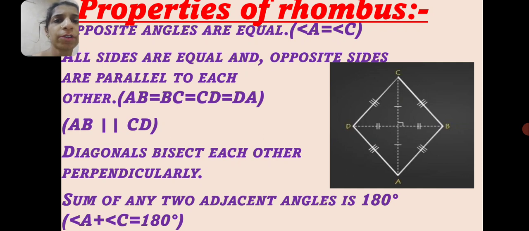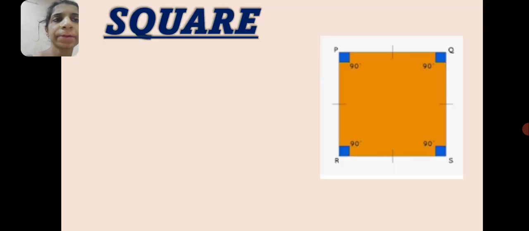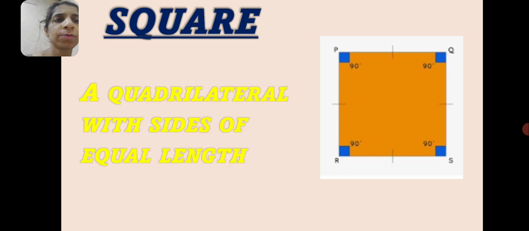The next property of a rhombus is that the sum of any two adjacent angles is 180 degrees. Angle A plus angle C is equal to 180 degrees. Sorry, not opposite angles, it is adjacent angles. So here angle A plus angle B is equal to 180 degrees. Sorry, my mistake. Let's move further.